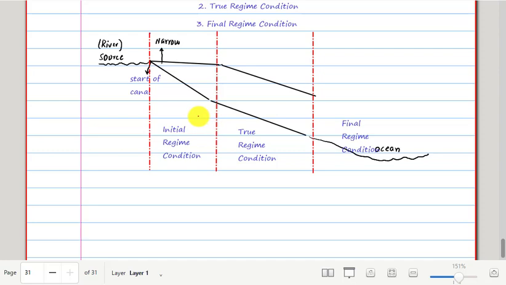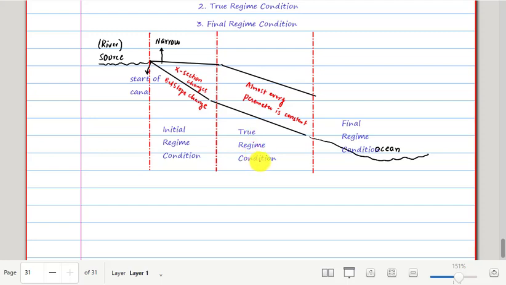So in this initial condition, you can see that the dimension is changing, right? Here, the cross section changes, and the slope, bed slope, also changes. Here almost every parameter is constant, so that is why it is known as true regime canal.